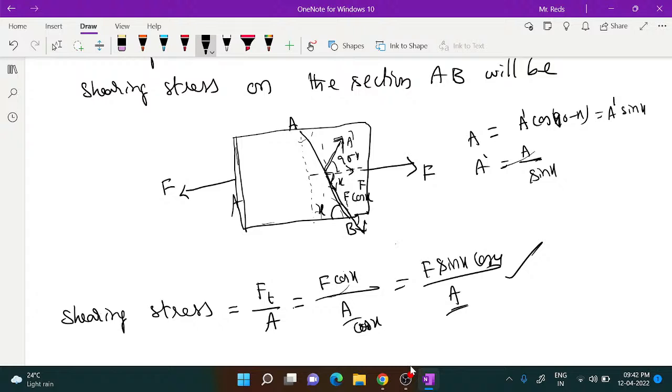F cos x, and the area of this, if you take it as A, can be taken as A dash. Then A dash is equal to A cos of this angle, which will be 90 minus x. A cos(90 minus x) is the area of this section, and A cos(90 minus x) is A sin x. So A dash is equal to A by sin x. So here it is not cos x, it will be A sin x. Then F cos x into sin x becomes F sin x cos x by A. This is the section. That's it.